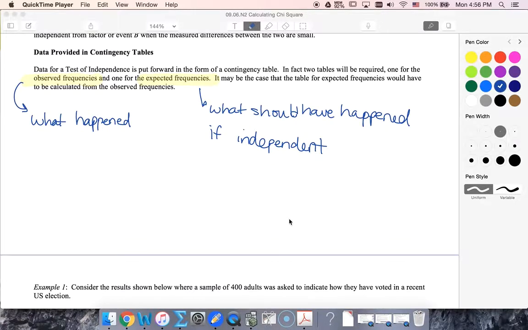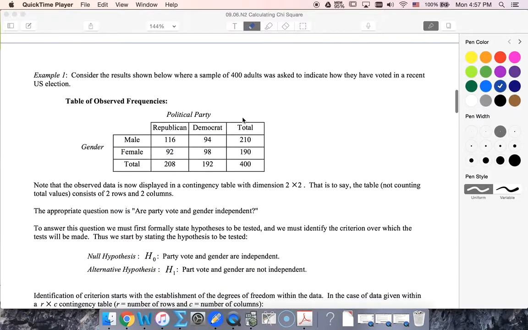So one component of chi-squared is having our data. Based on our data, we're going to determine whether our events were independent or not. We have two types of tables: our observed frequency table and our expected frequency table. We can think of observed frequency as what actually happened, and expected as what should have happened if the two events were independent. So let's look at our voting example here.